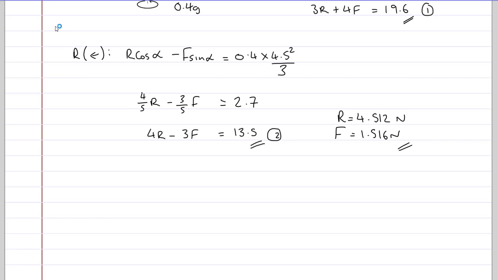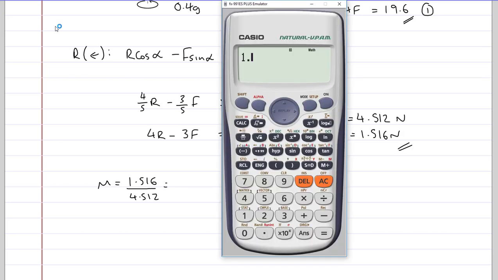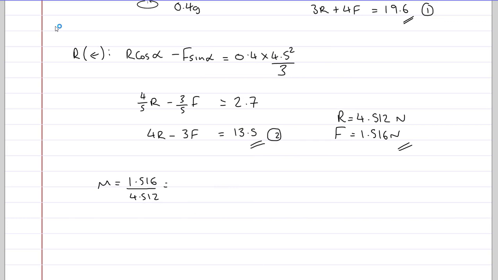And that means if we want to find mu, we use F equals mu R, so we end up doing F divided by R, so we get 1.516 divided by 4.512, which gives us 0.336 if we round to 3 significant figures.